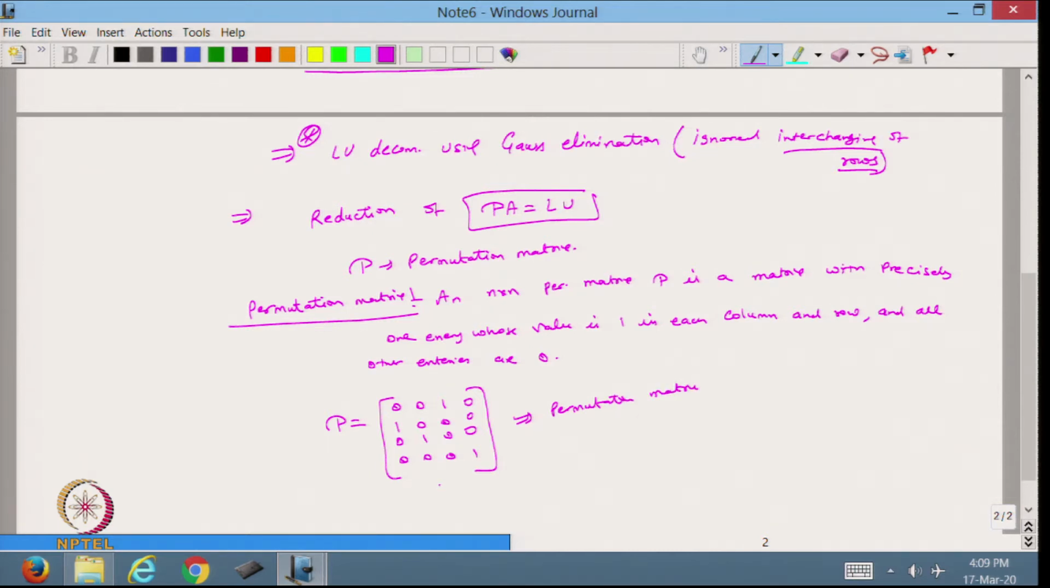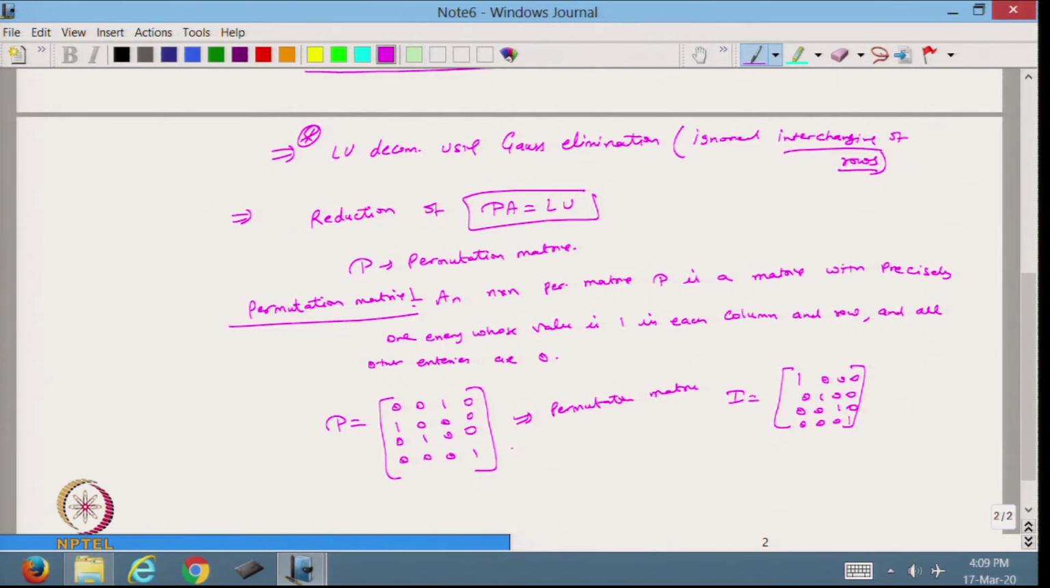In the permutation matrix, what we have done is we have started with I, the identity matrix, 0 0 1 0 and 0 0 0 1, and then we have interchanged the first row.